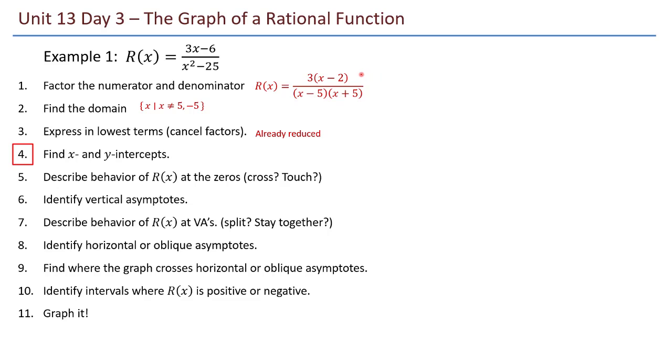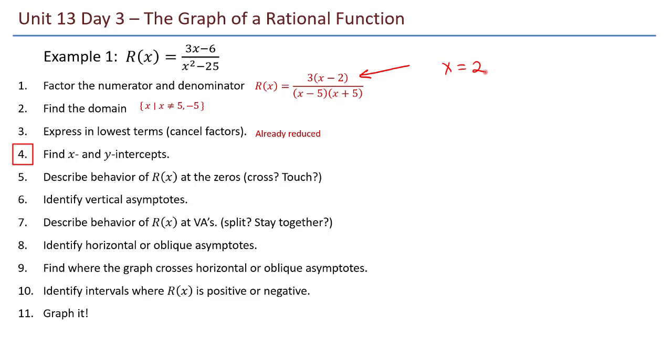Number 4, let's find the x and y intercepts. To find the x-intercepts, I look at the reduced form of the fraction, and I look at where the numerator is 0. And it looks like it's 0 in this case when x equals 2. That's the only place. So that's the only x-intercept.